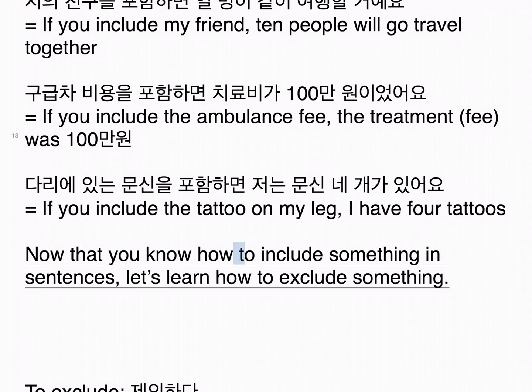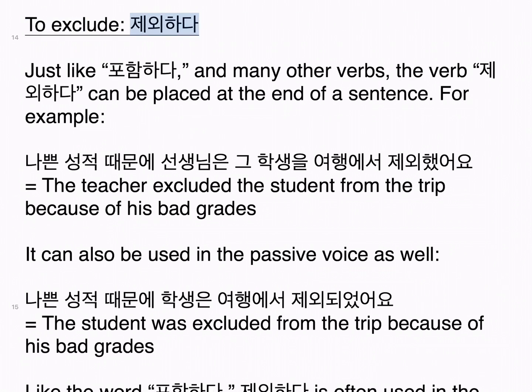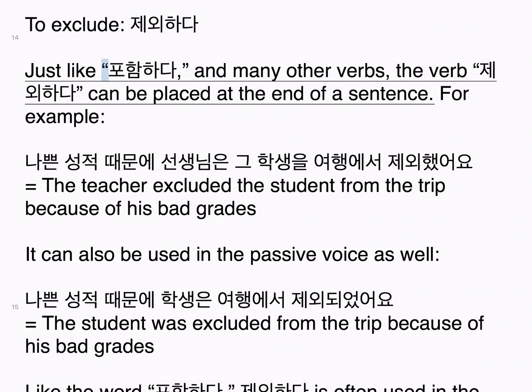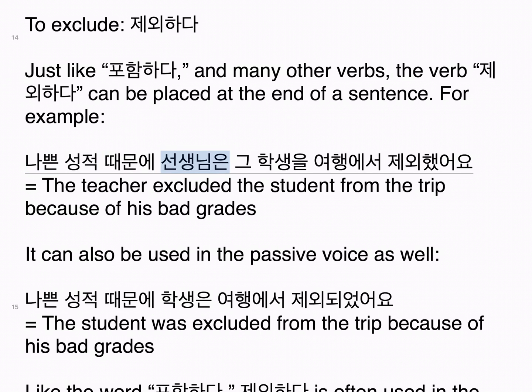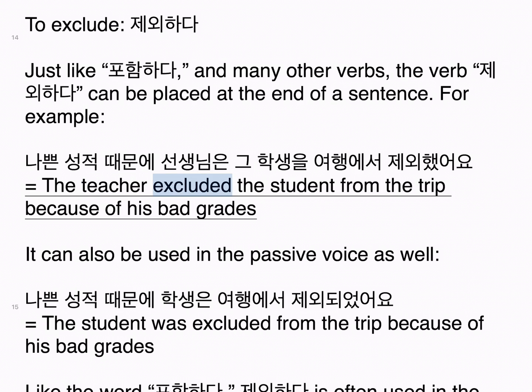Now that you know how to include something in sentences, let's learn how to exclude something. To exclude. 제외하다, just like 포함하다 and many other verbs, the verb 제외하다 can be placed at the end of a sentence. For example, 나쁜 성적 때문에 선생님은 그 학생을 여행에서 제외했어요. The teacher excluded the student from the trip because of his bad grades.